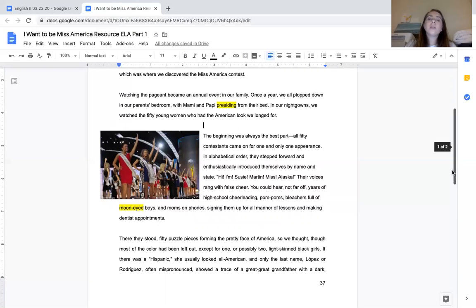The beginning was always the best part. All 50 contestants came on for one and only one appearance. In alphabetical order, they stepped forward and enthusiastically introduced themselves by name and state.